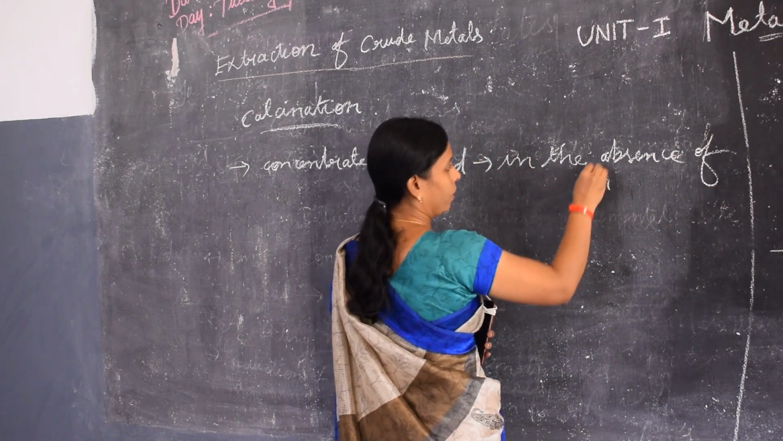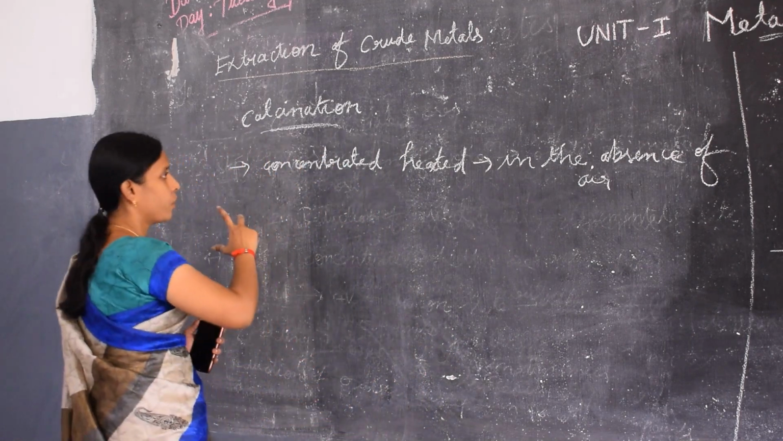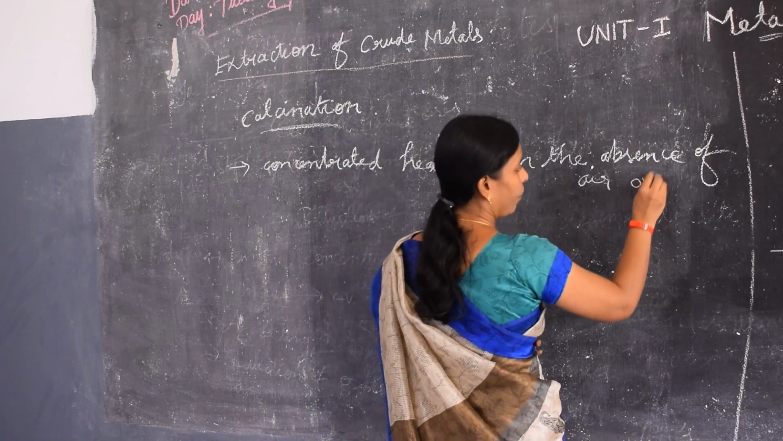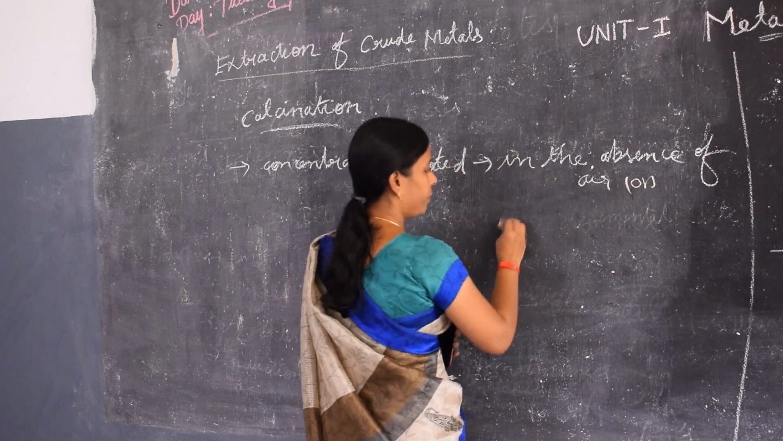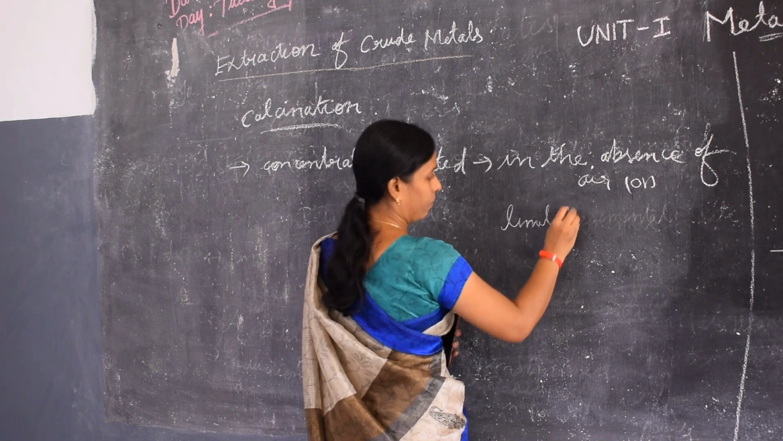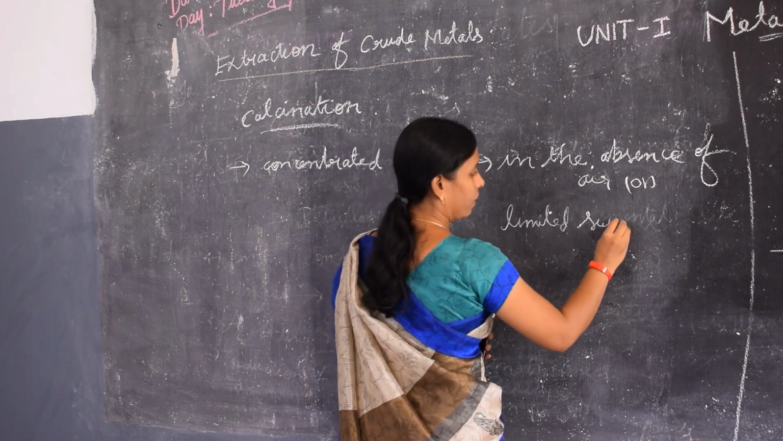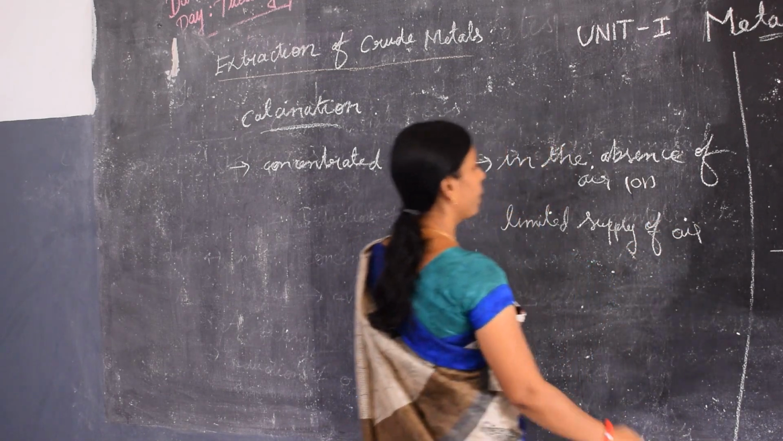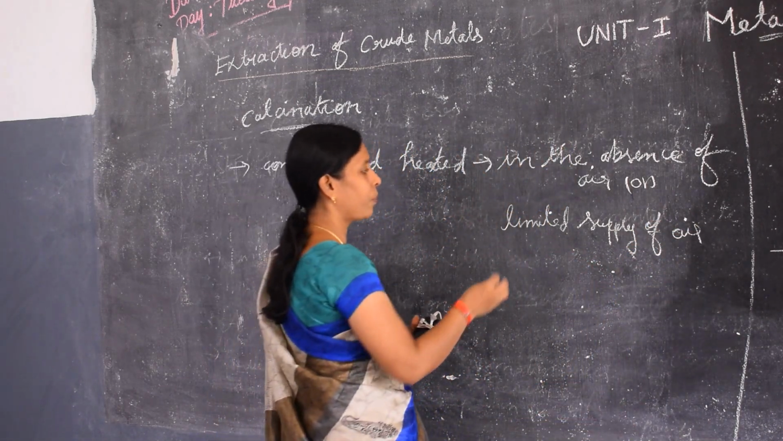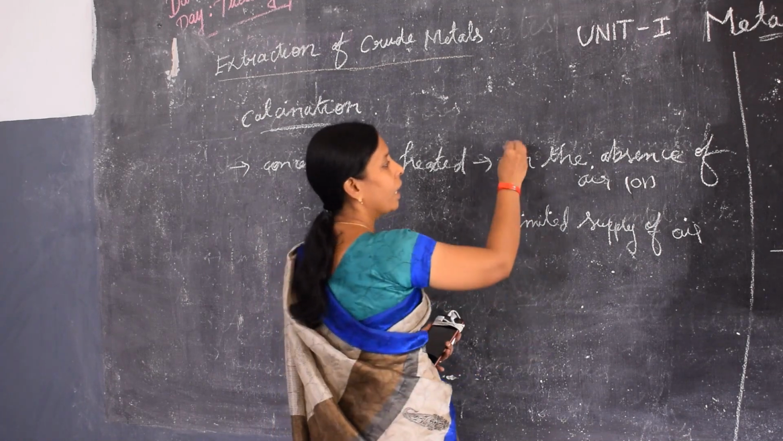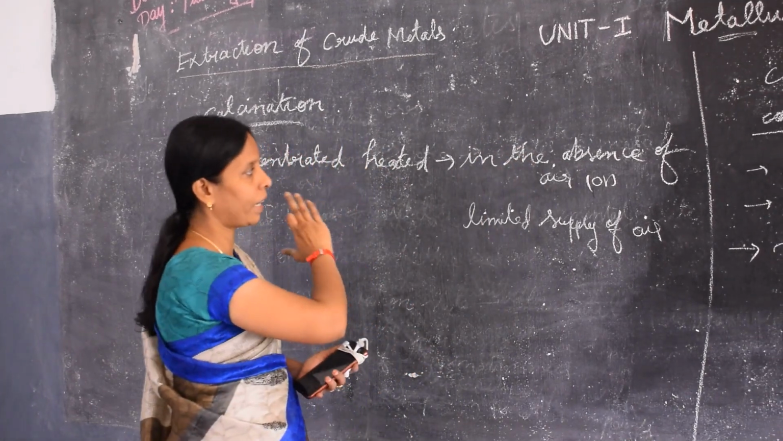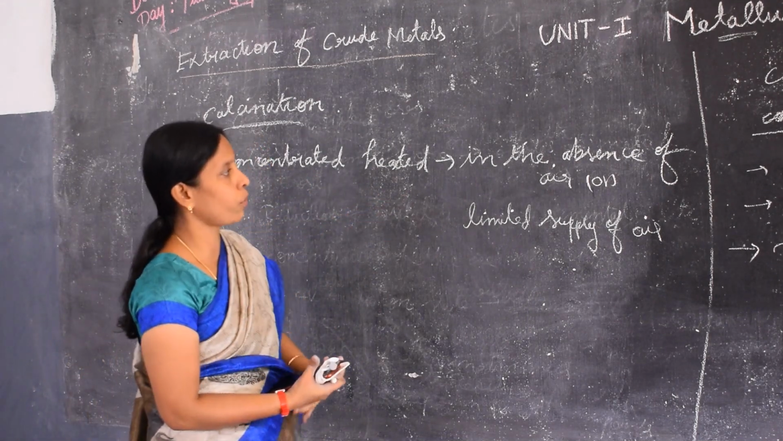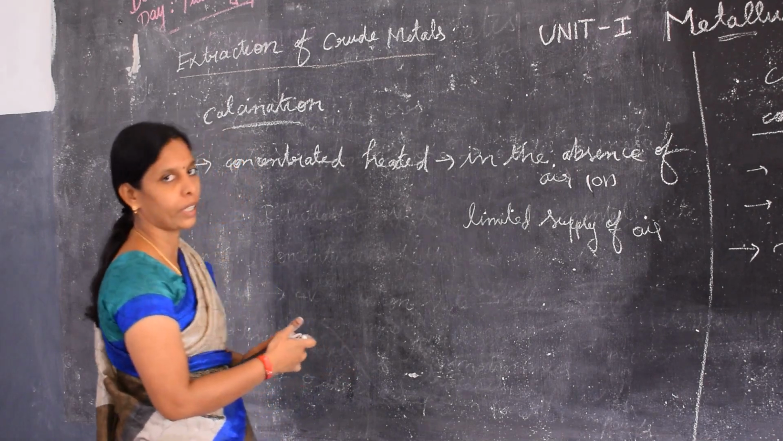Okay, so the concentrated ore is heated in the absence of air. Otherwise, it is done with a limited supply of air. So we can do the process with a limited air supply, or in the absence of air, completely without air. Right? So this concentrated ore is heated in the absence of air or limited supply of air.